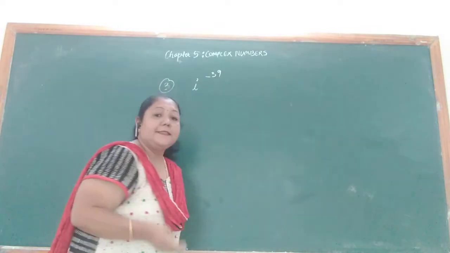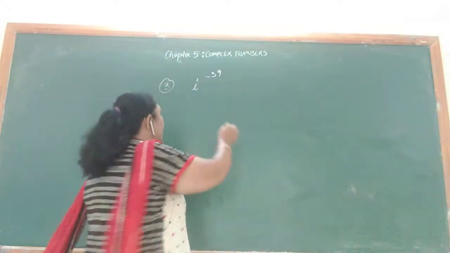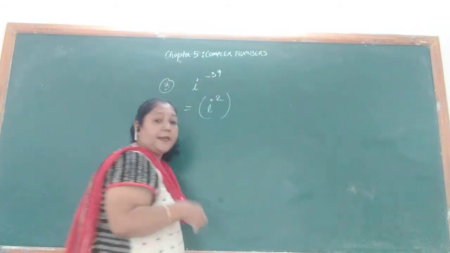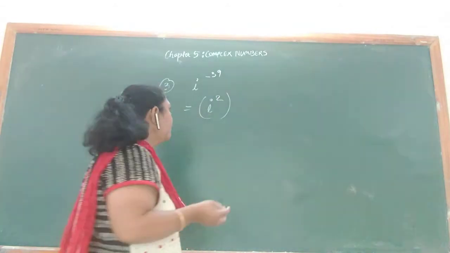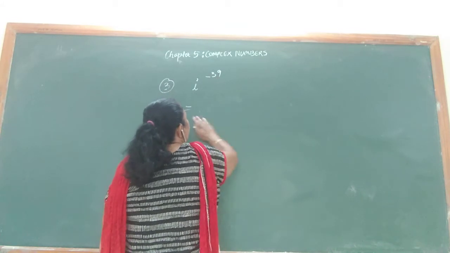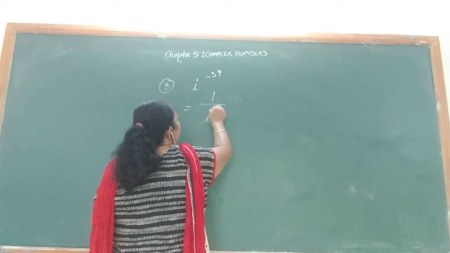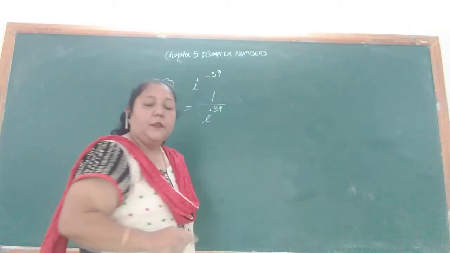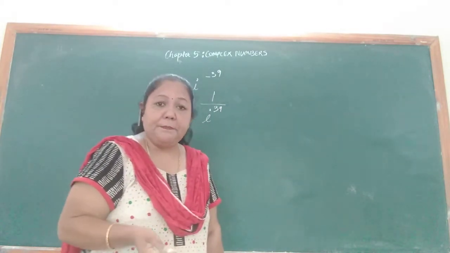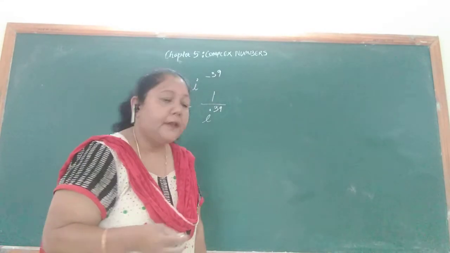So the next question is, i raised to minus 39. Now what I will do is, I'll try to write it with i square. The power has disappeared and I got 1 upon i raised to 39.